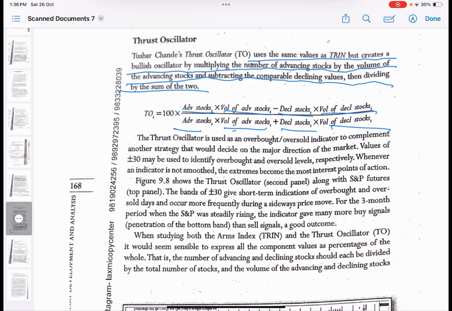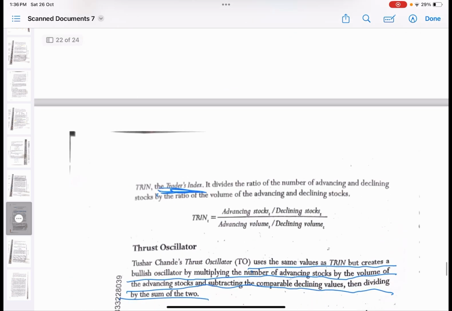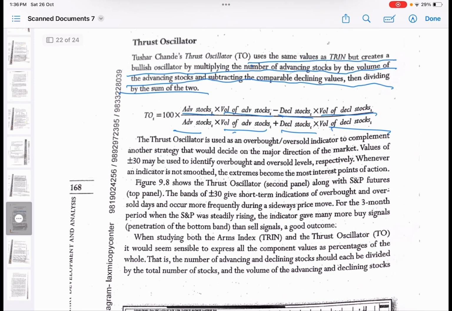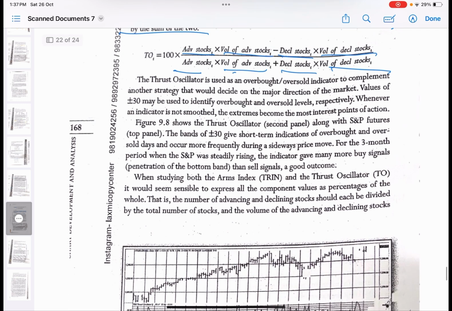Advancing stock multiplied by the volume plus declining stock multiplied by the volume, divided by the same thing with a minus. Same to same, in the numerator it is a plus, in the denominator it is a minus. And in the case of Trin, we saw it is advancing stock divided by the declining stocks and advancing volume divided by the declining volume. But in the case of thrust oscillator, it is advancing stock multiplied by the volume. So the overall thing you are adding and the overall thing you are subtracting.